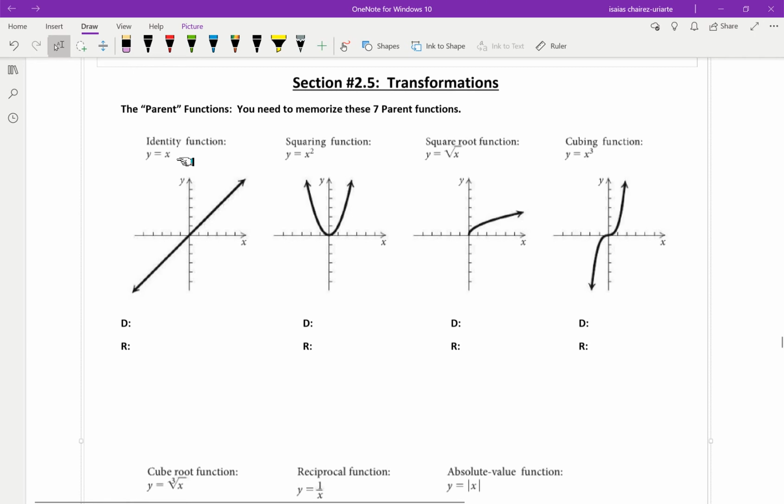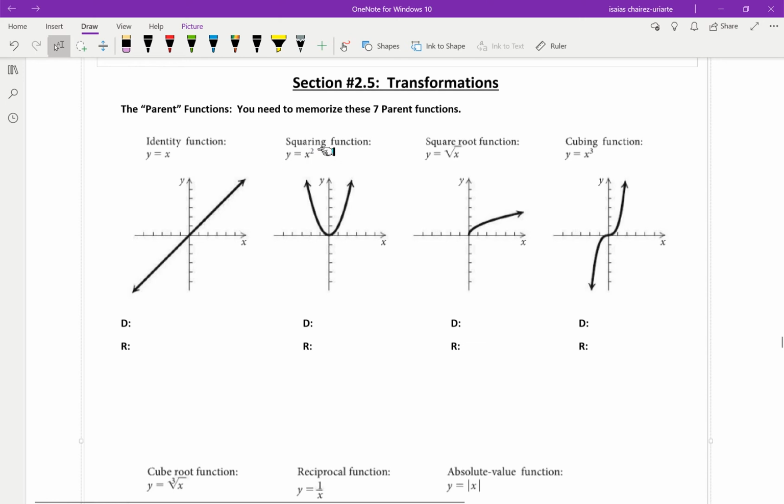Okay, so we have the identity function y equals x. And actually, as a matter of fact, just any linear function, anything of the form y equals mx plus b, you should just be able to recognize it as a line. That's a useful thing.